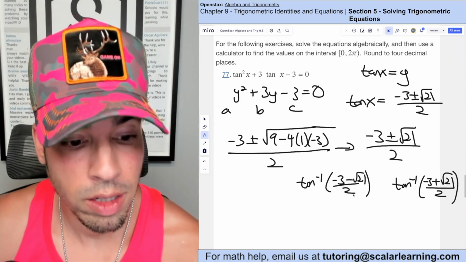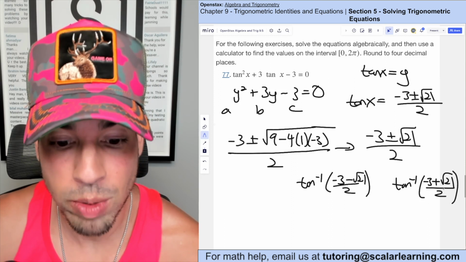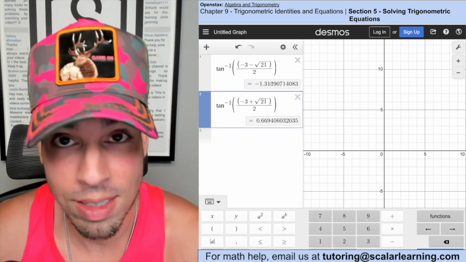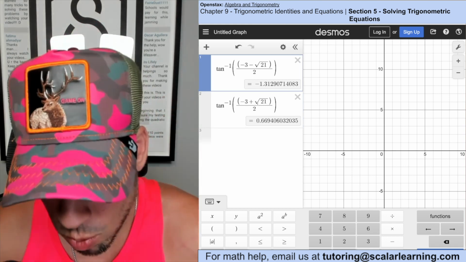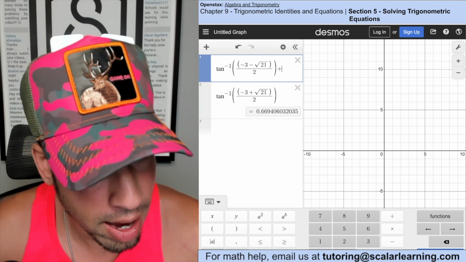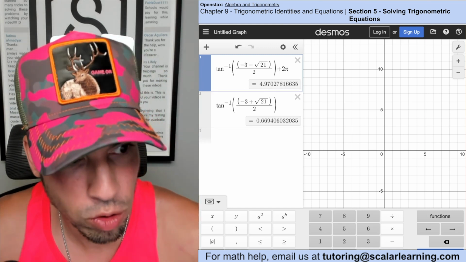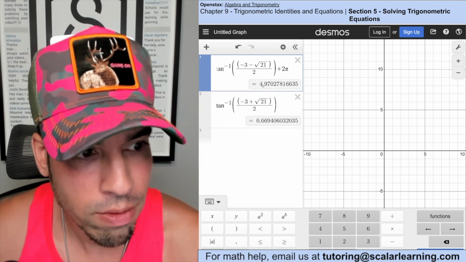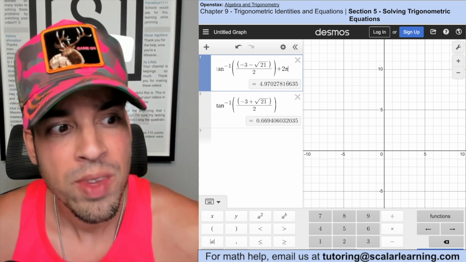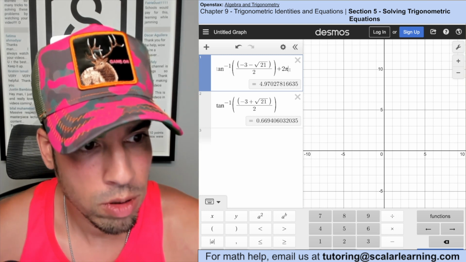Before we do anything else, I'm going to plug these in. I want to see what values we get. Here are my two initial values, but the problem with this one up here is it's less than 0, so we don't want that. We want to find a coterminal angle with this angle in radians. So I'm going to add 2 pi to it. That's how I find coterminal angles. Now I got a legit value. I got 4.97 whatever, and this one 0.6694. These two are great because these are my starting points.